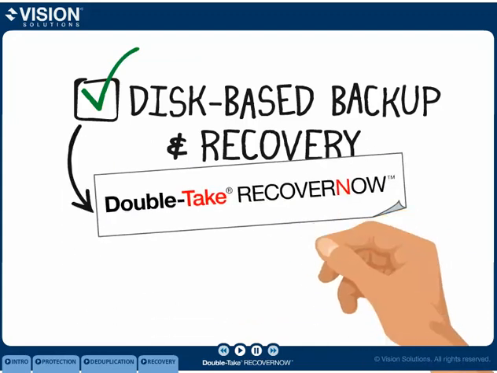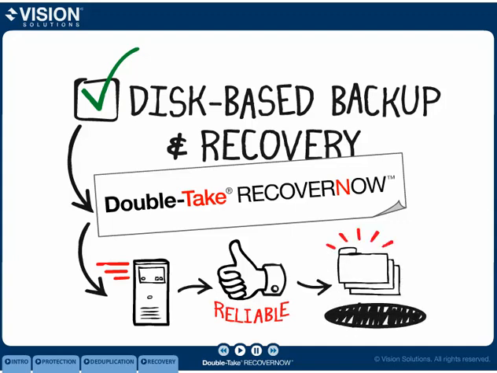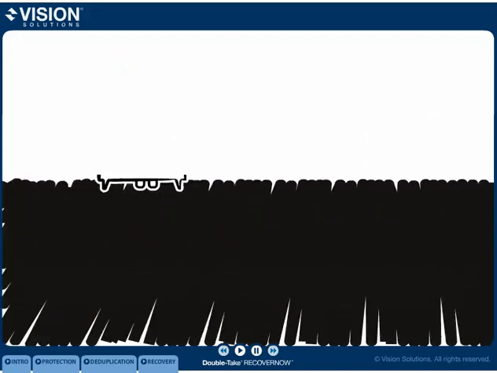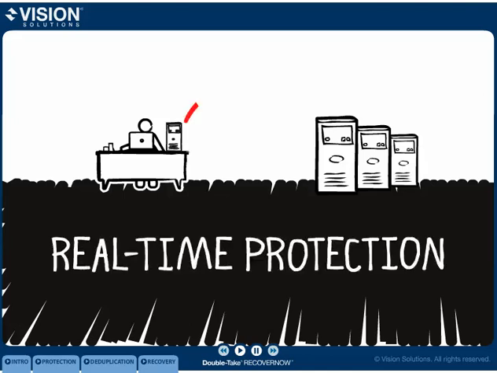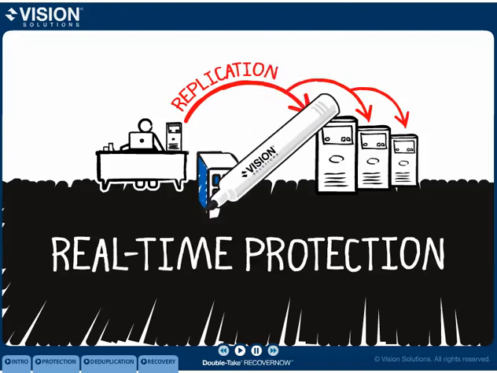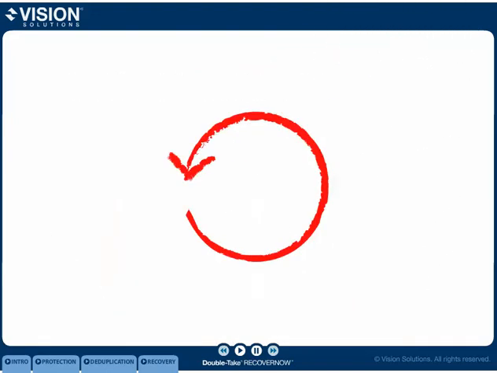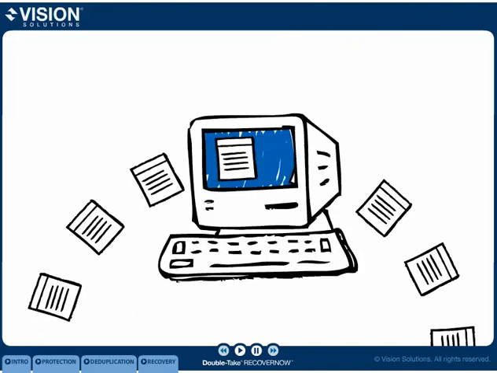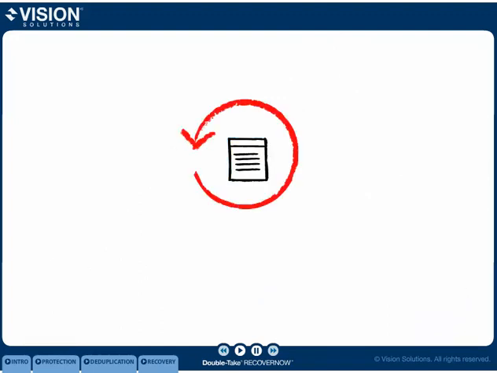Double-Take RecoverNow is disk-based backup and recovery software designed to excel at recovering your data and servers quickly and reliably to physical or virtual environments with a minimum of data loss. Double-Take RecoverNow continuously protects data and applications in real time to one or more repository servers, whether across town or across the planet. When it's time to recover, data or entire servers can be recovered to any point in time, to physically dissimilar or virtual environments.